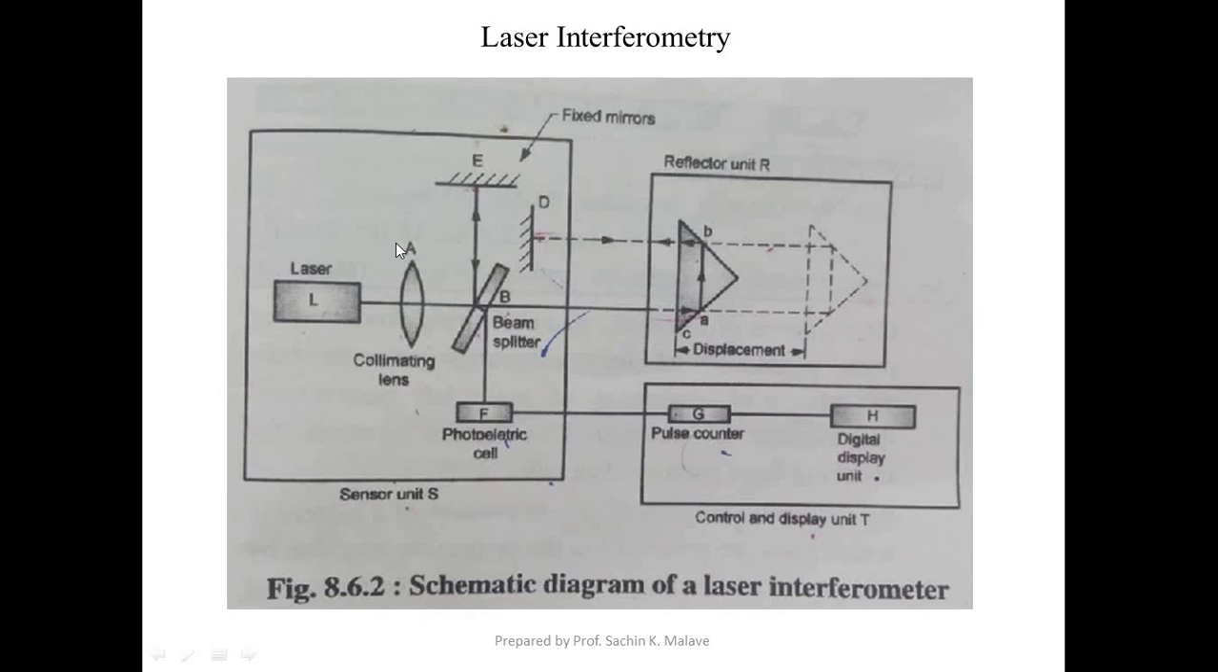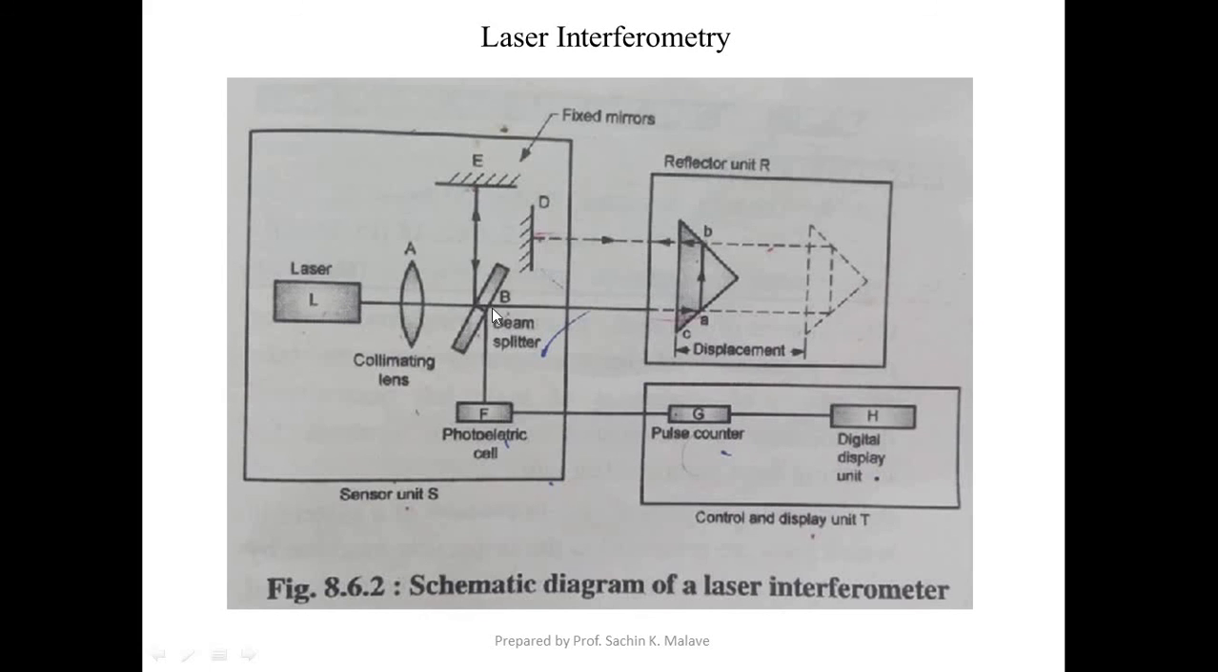0.6328 microns. Now the beam splitter divides the laser into 2 parts. Out of these 2 parts, one part passes through the beam splitter, and after internal reflection from the prismatic reflector at A and B, reaches the mirror D.